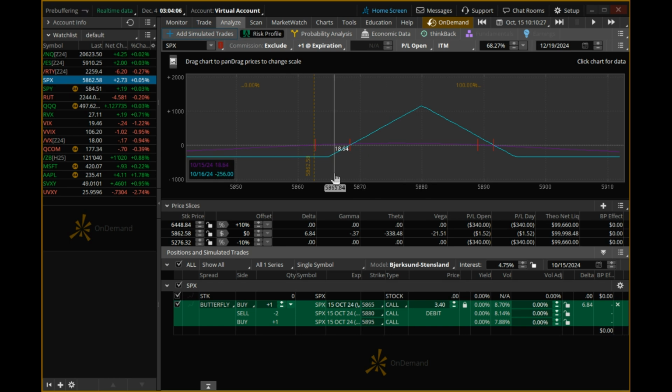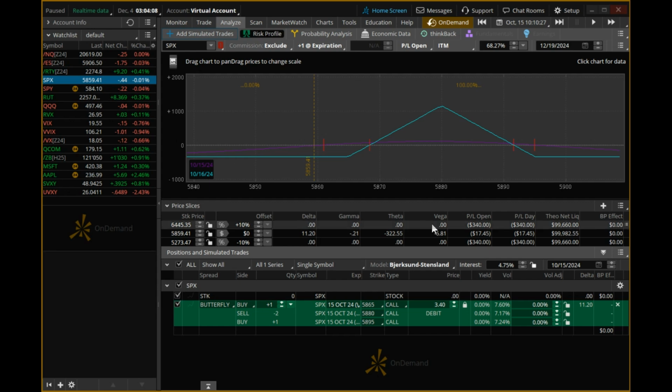$3.40. It's going to be the same. We're going to be up like $5 or down $5. Now we're down $20 on the trade. $3.40 is now worth $3.23.